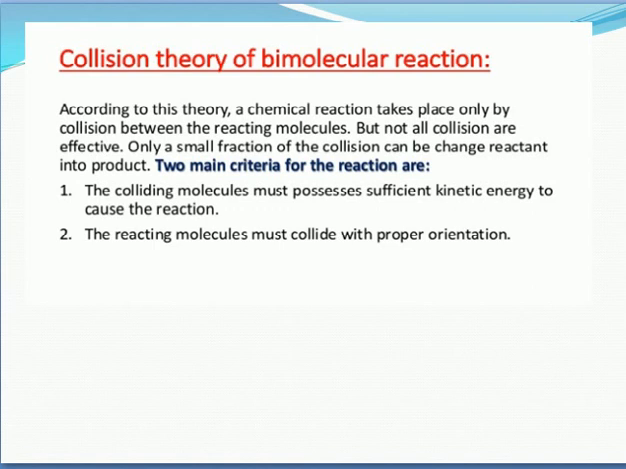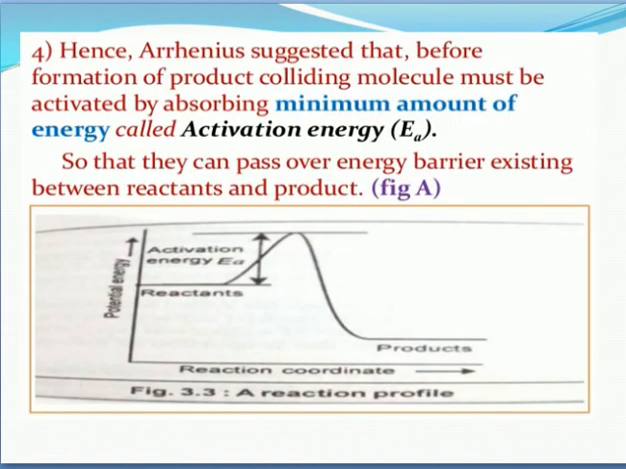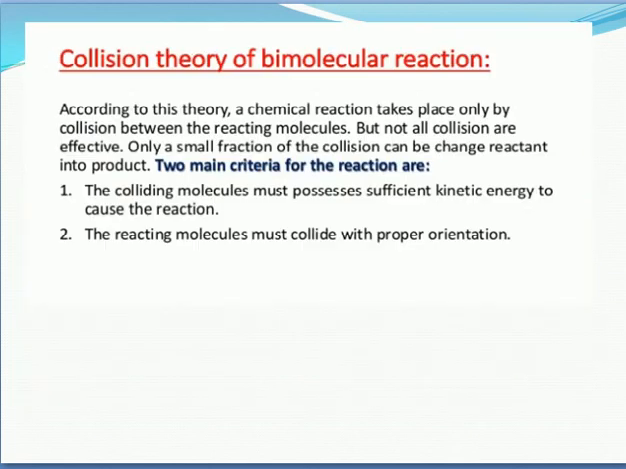Next is the collision theory, the most important thing. What does the collision theory say? According to this theory, a chemical reaction takes place only by collision between the reactant molecules. It means two molecules collide, and only then will the reaction take place. Unless molecules collide, no reaction will take place.